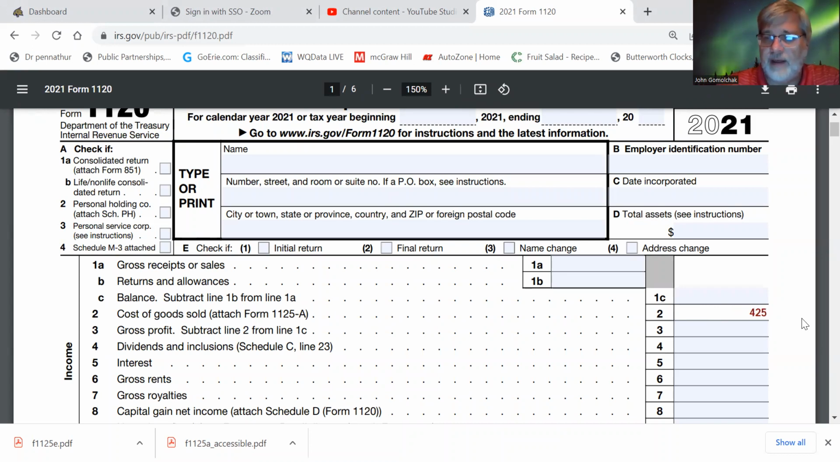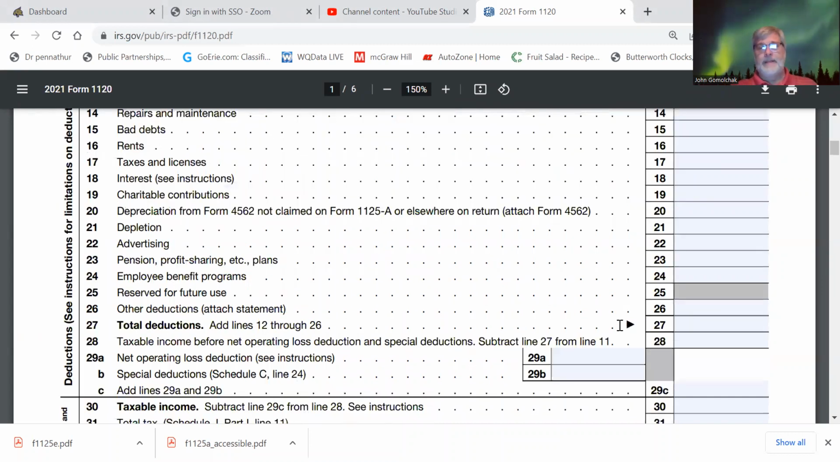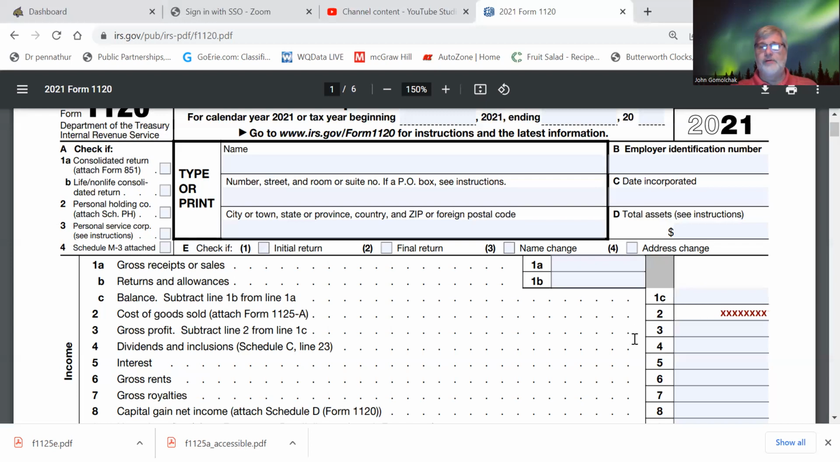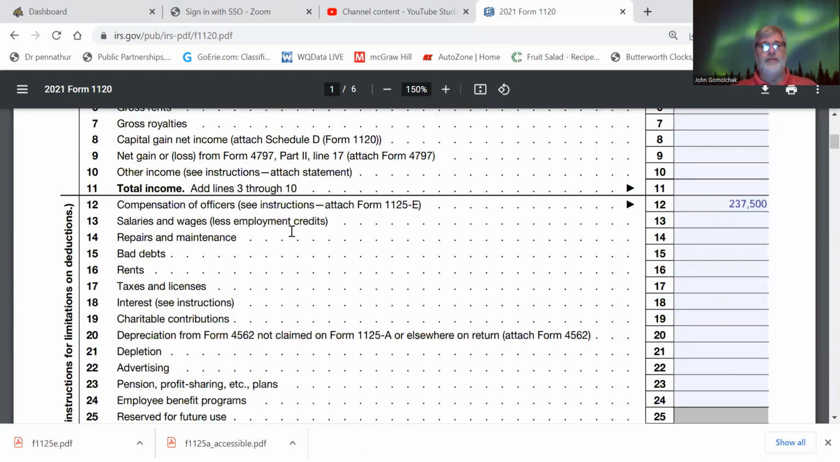But anyhow, right here, line 2, cost of goods sold, attach Form 1125A. So you're going to end up bringing your information from the 1125A down here. And of course, remember we do have the information here from line 12, which is the number that's being brought forward from the 1125E.